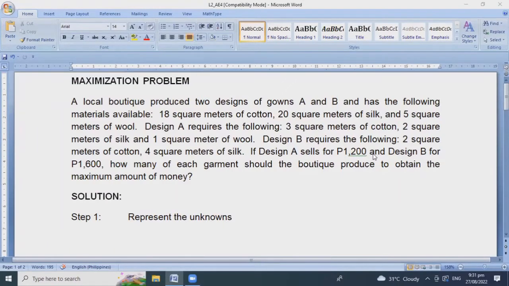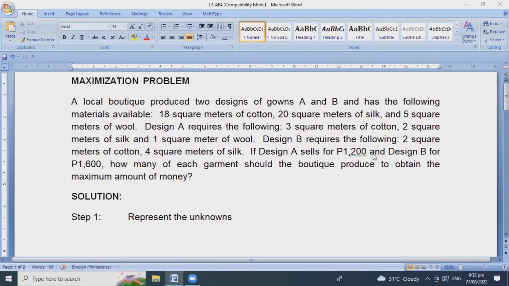Discuss linear programming, graphical method, maximization problem. Example: a local boutique produced two designs of gowns, A and B, and has the following materials available: 18 square meters of cotton, 20 square meters of silk, and 5 square meters of wool. Design A requires the following: 3 square meters of cotton, 2 square meters of silk, and 1 square meter of wool. Design B requires the following: 2 square meters of cotton, 4 square meters of silk.